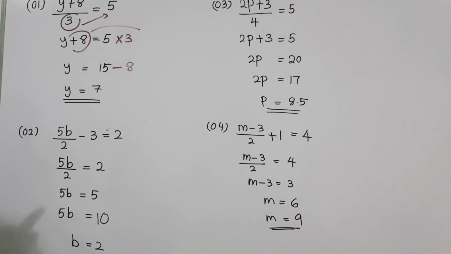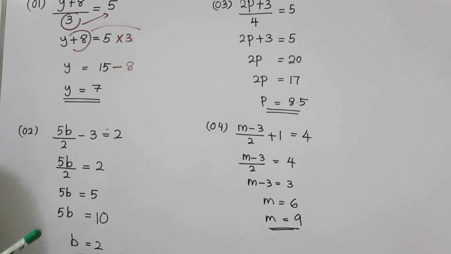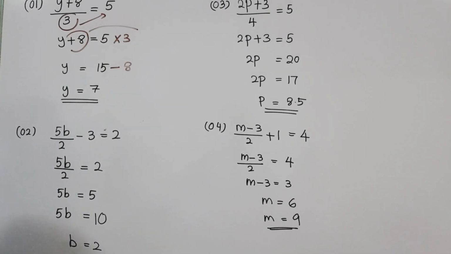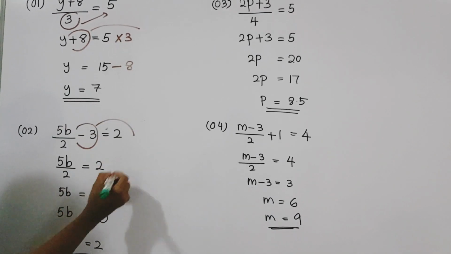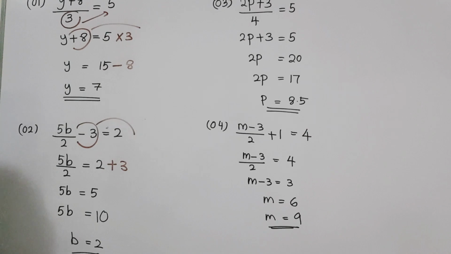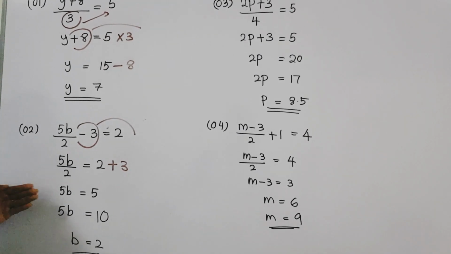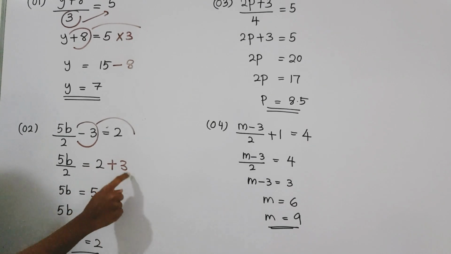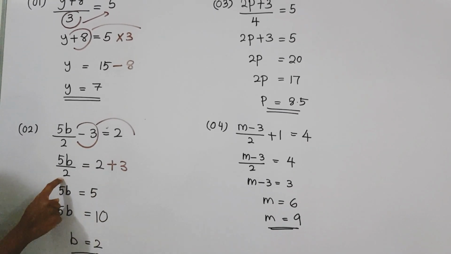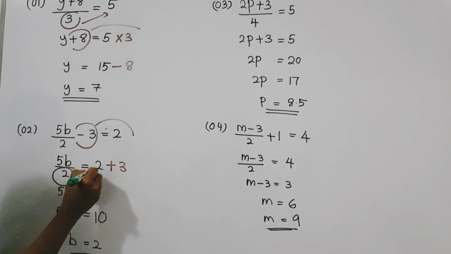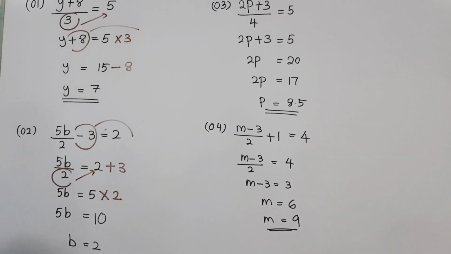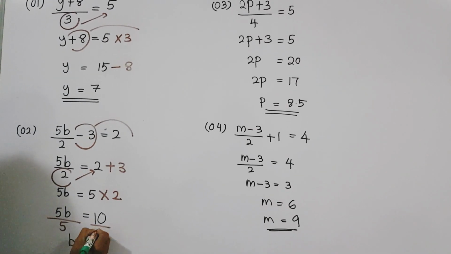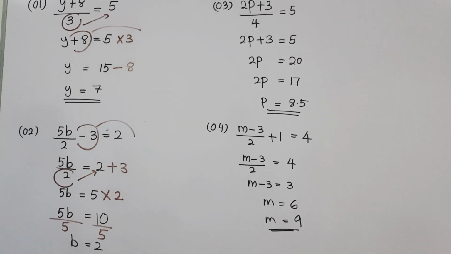Okay? Then let's move on to question number 2. 5b over 2 minus 3 is equal to 2. In that, first we remove the minus 3 because it's an attachment. Move the minus 3 to the other side, it becomes plus 3. So 5b over 2 is equal to 2 plus 3, which gives us 5. Now we have to remove the 2. It's a division, so when you bring it to the other side, we multiply. So 5b is equal to 10. We don't want the value of 5b, we have to find the value of b. So we divide both sides by 5, and b is 2.